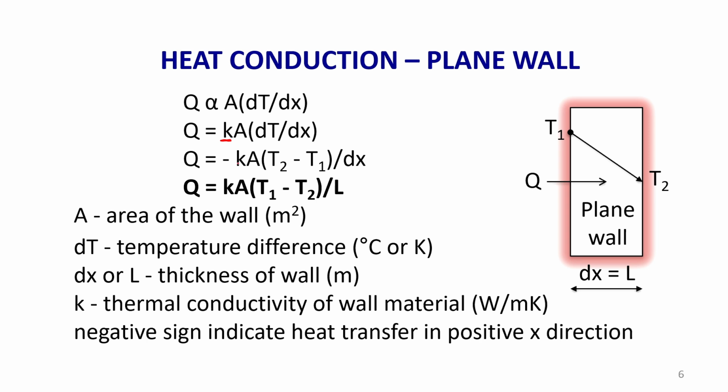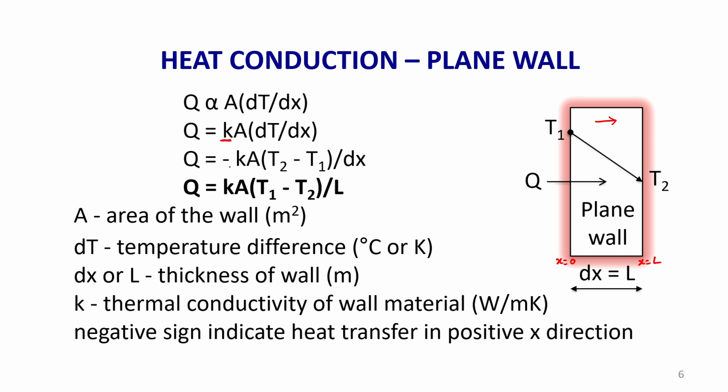So now I am writing Q equals minus K into A into T2 minus T1 by dx. There is a negative sign which is introduced here. The negative sign indicates the heat transfer in the positive x direction, that is in this direction. Here x is equal to 0, the thickness of the wall is 0, and here x is equal to L.